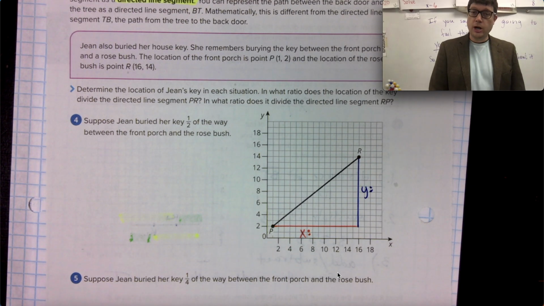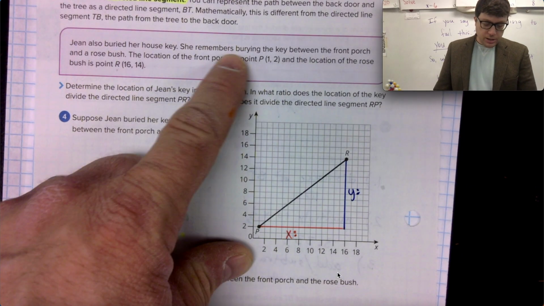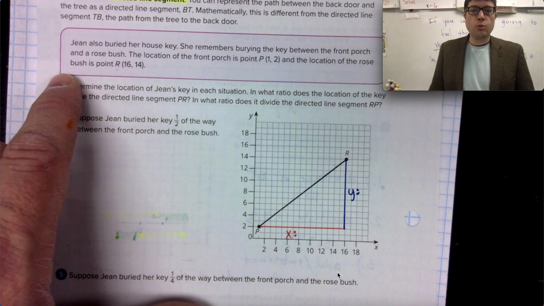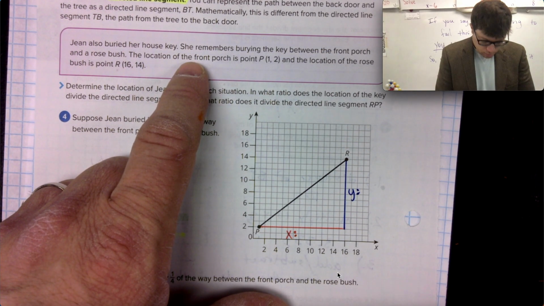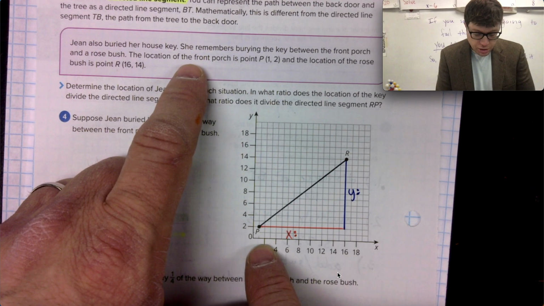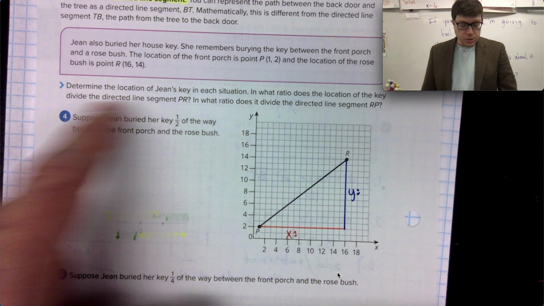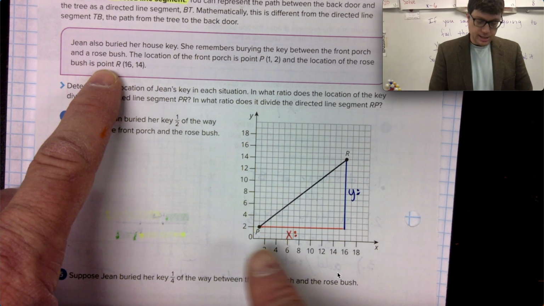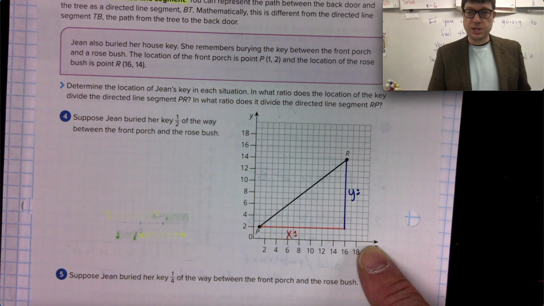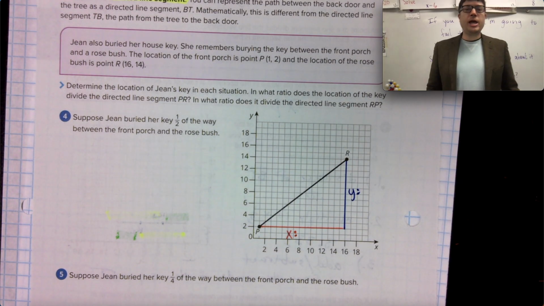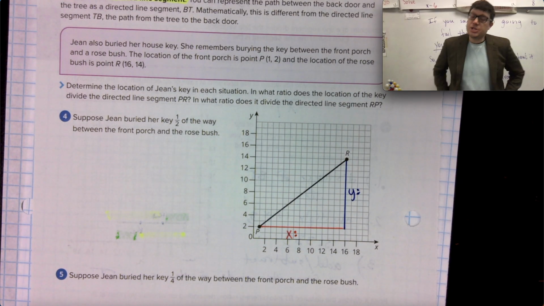Jean also buried her house key. She remembers burying the key between the front porch and a rose bush. The location of the porch is point P, 1/2 over and up 2. And the location of the rose bush is at point R, 16 over and up 14. Determine the location of Jean's key in each situation.